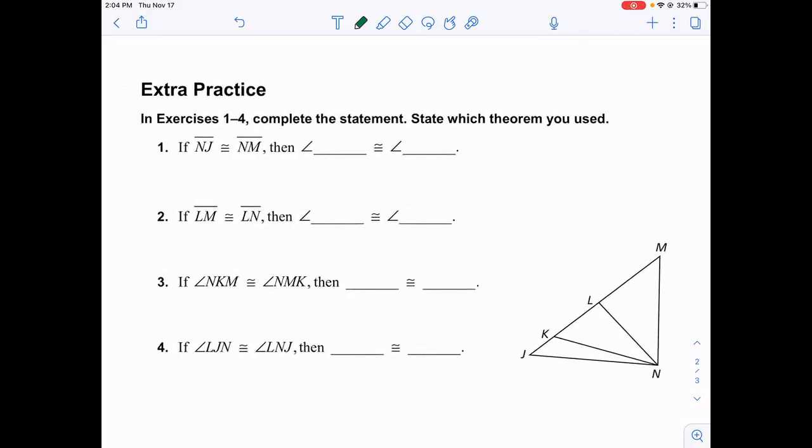I want you to fill in the blanks for 1, 2, 3, and 4. How about we do number 1 together? If NJ, where is NJ? Right there, on the bottom one. If NJ is congruent to NM, then angle J is congruent to angle M. You fill out the next 3.